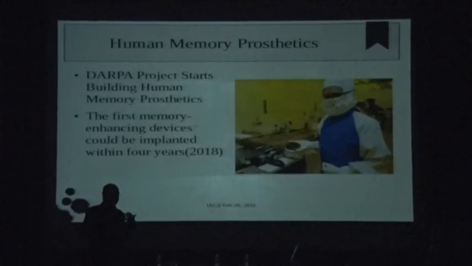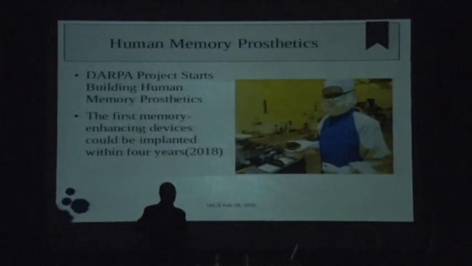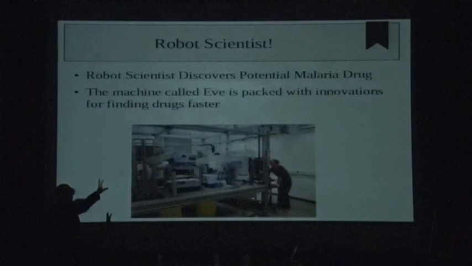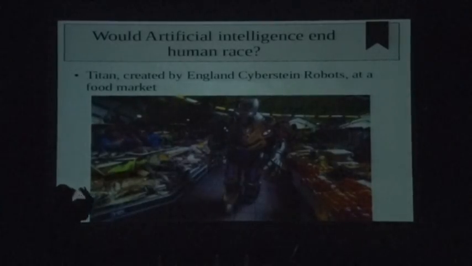Some of you, like myself, have less memory. It's possible that you can add additional memory; human memory prosthetics are happening. In the next few years it will be available. And robot scientists are coming up, and I'll just finish in a couple of minutes. Robot scientists have started to discover malaria drugs, which is not possible for human beings. You can see robots like this coming to the supermarket, and everybody's looking at it.